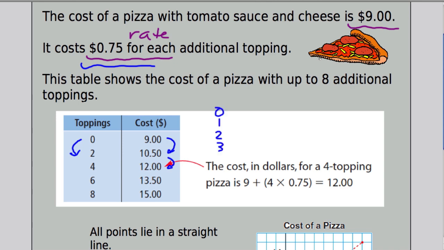Then it says the cost in dollars for a 4-topping pizza. So it's the $9 that you have to pay right up front, plus 4 times 75 cents. And if you do that, you get $12. So that's where these numbers are coming from. This is the kind of thing that you would be able to figure out in your head pretty quickly. It's pretty much common sense, maybe the kind of thing that you've done before. If you order pizza, it should make sense to you.